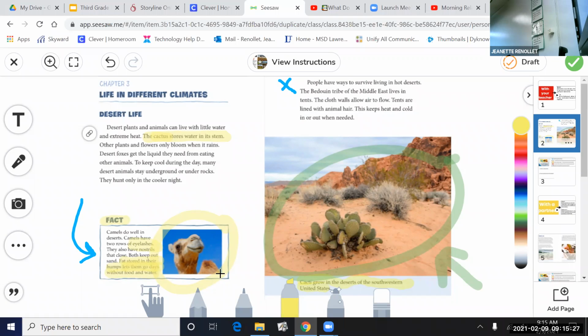Then it says they also have nostrils. Those are the holes in our noses. Nostrils that close. Why, Kaylee? What does this fact tell us? What does it say after they have nostrils that close? They close.